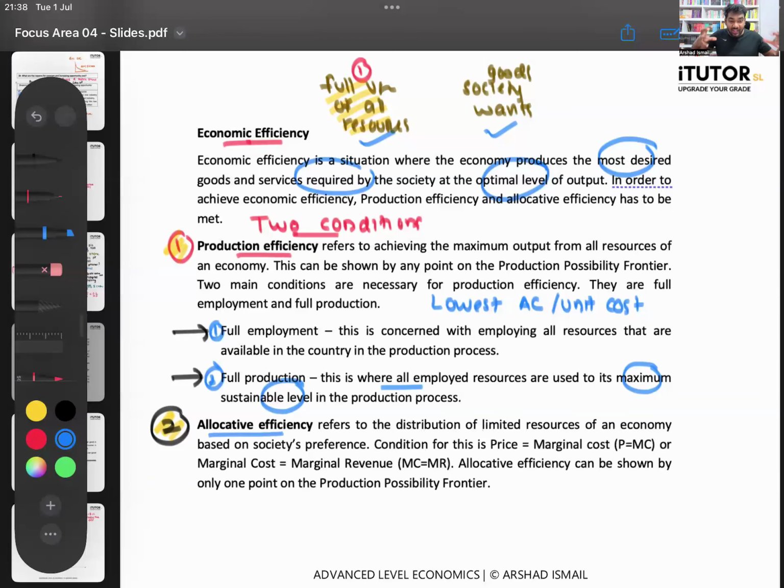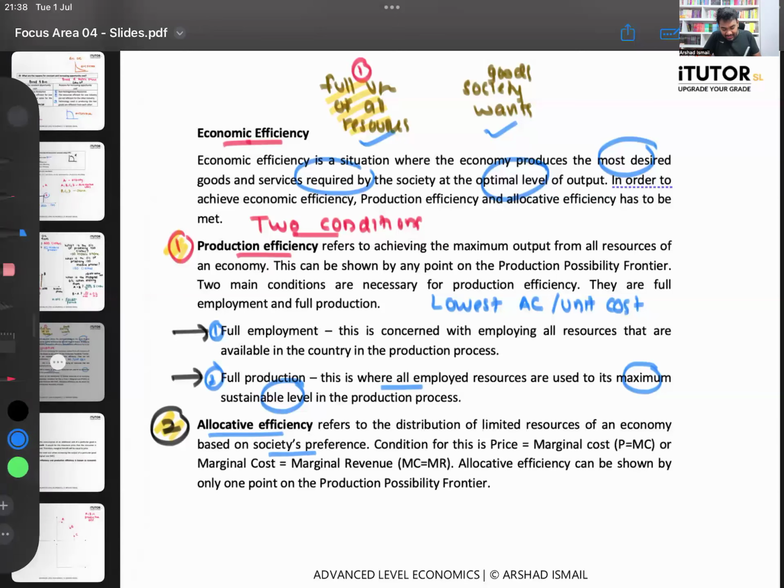You have to allocate your resources, not for any nonsense. Allocate your resources based on society's preference, based on what the people want. Don't go and produce unwanted stuff. That's why I'm saying allocative efficiency refers to the distribution of resources of an economy based on society's preference.